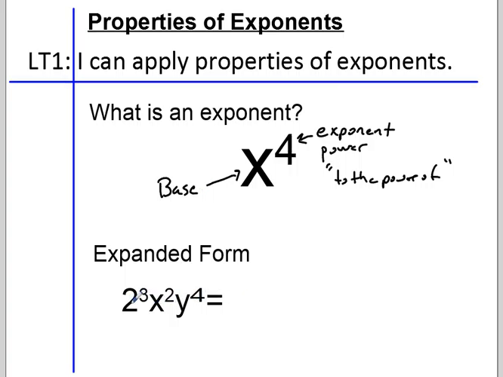So if we had a 2 to the third power, x squared, and y to the fourth power, we can expand this out into the multiplication that makes it. 2 times 2 times 2 is 2 to the third power, times x is x squared, or x to the second power, times y, 4 y's multiplied. Written out like this is called expanded form. Pushing them together with their exponents would be called their exponential form.